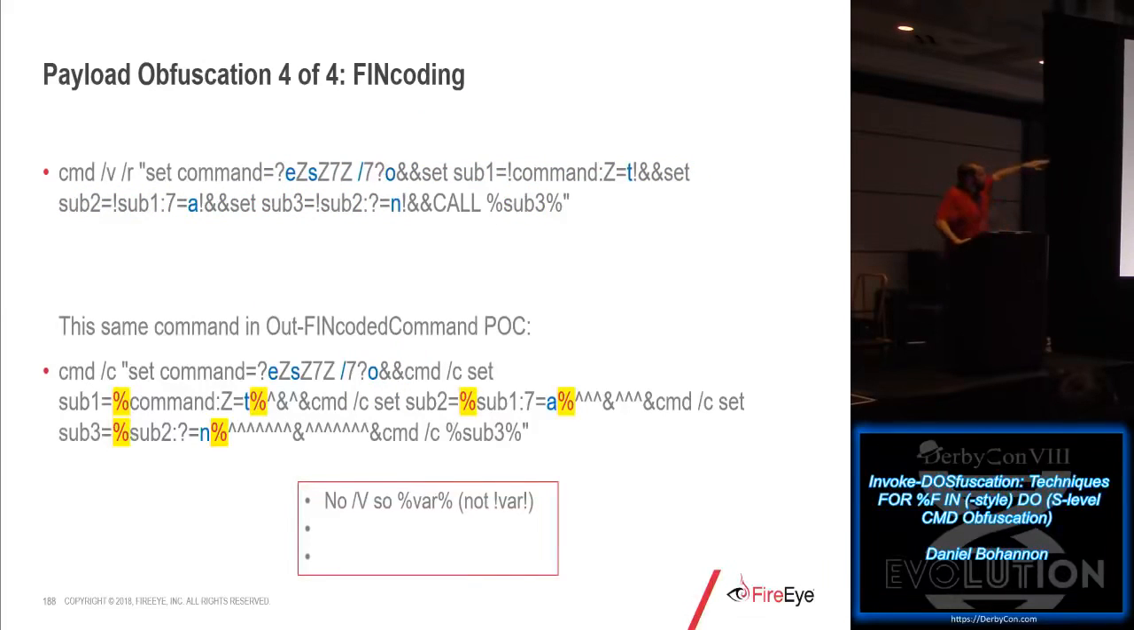Now this is the fin coding command in the DOSfuscation tool. This is what the output would have to look like in the original POC. In the POC, it's a lot uglier because I didn't know about the variable expansion with a /v, so I had to make a separate command for every one of these. So there's a ton of ands. The child process tree is super deep and super noisy.